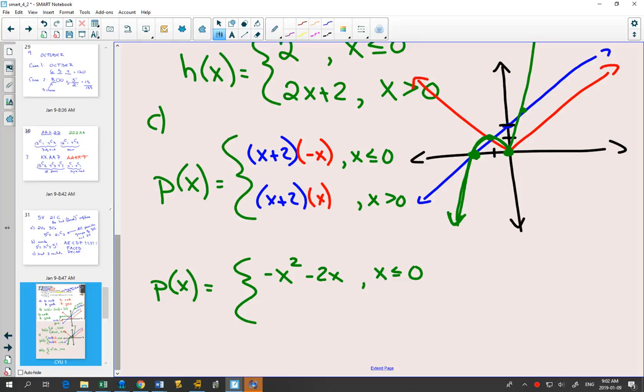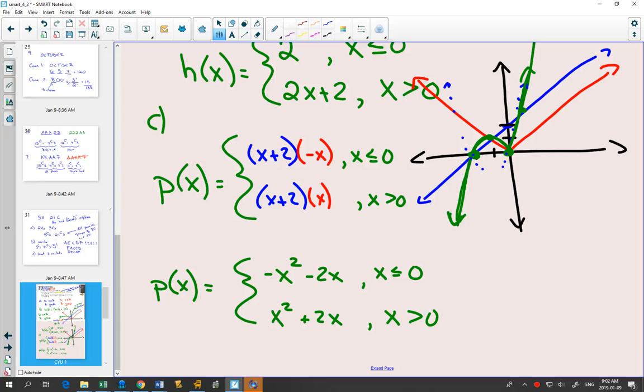And if I multiplied the other one together, I would get x squared plus 2x, which is a parabola that opens up. This one would also have x-intercepts at negative 2 and 0. In fact, this is the parabola that it would make. And I drew it in a dotted line because which part of the parabola do we have? We only have this section here when x is bigger than 0.